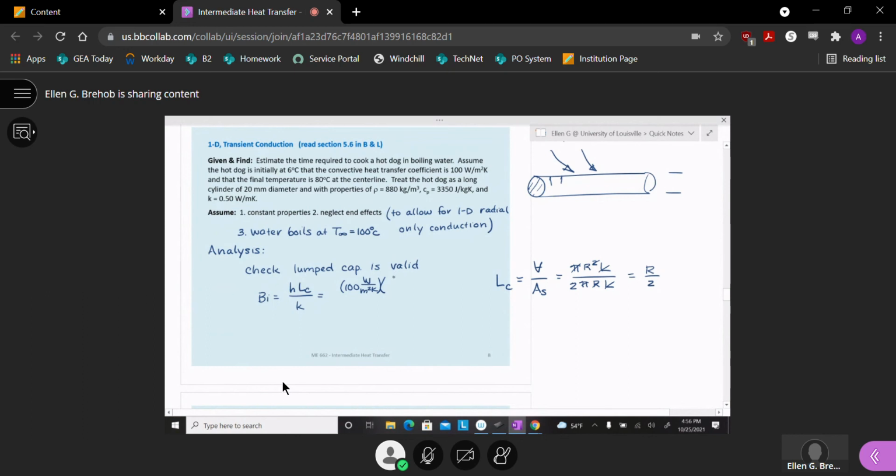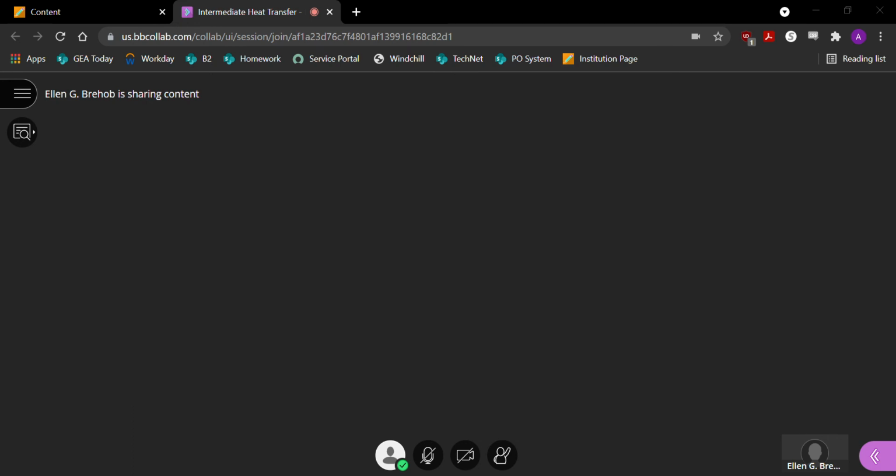All right, so I want r over 2. So 20 millimeters over 4. And thermal conductivity, so we get a Biot number of 1. We cannot use lumped capacitance.